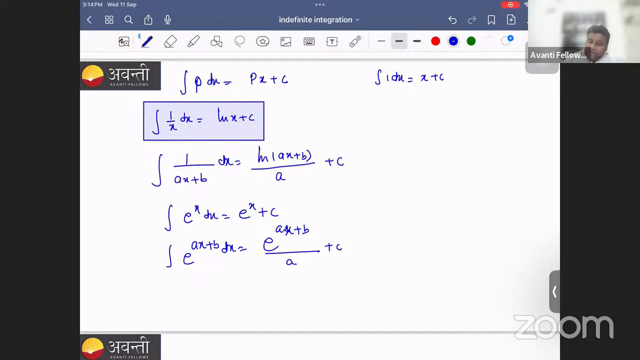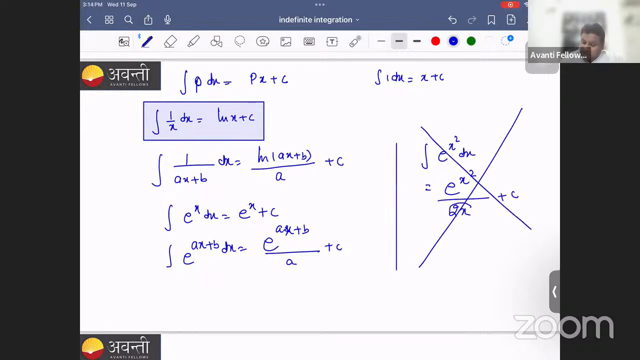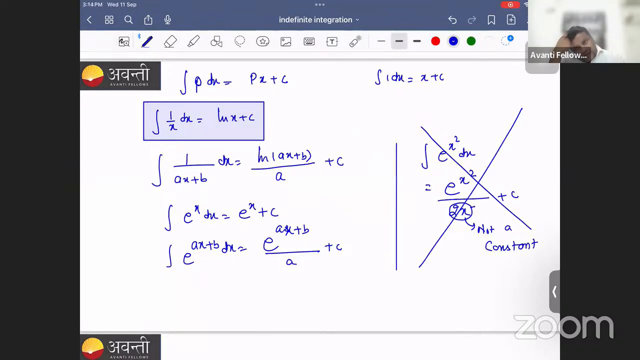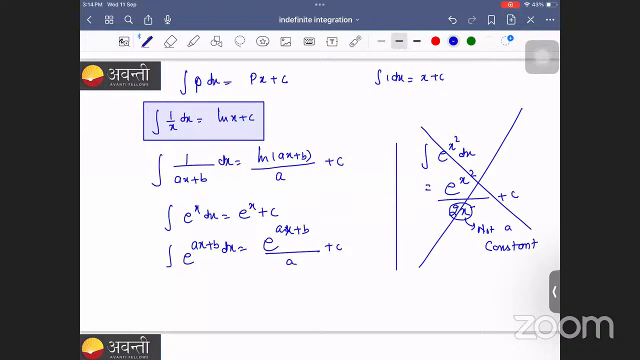One thing that we are never going to do, say somehow you see something like this, e to the power x square dx. Then what do students do? E to the power x square, e to the power x square upon the derivative of x square, 2x, plus constant. This is not what we are going to do, because the derivative of x square, by which you divided, 2x, is not a constant. Got it? It is not a constant. Not a constant, so you cannot assume it as x and divide by its derivative to get the answer. Clear?